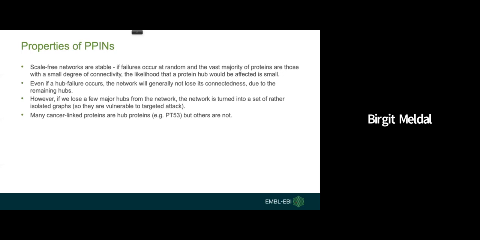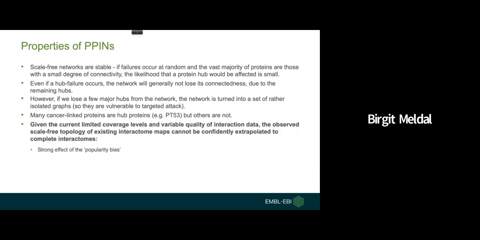However, if we lose several major hubs from the network, especially several date hubs, the ones that connect different metabolic pathways, then the network gets turned into a set of isolated graphs, and then the network becomes vulnerable to attack. So many, but not all, cancer proteins, for example, are hub proteins.